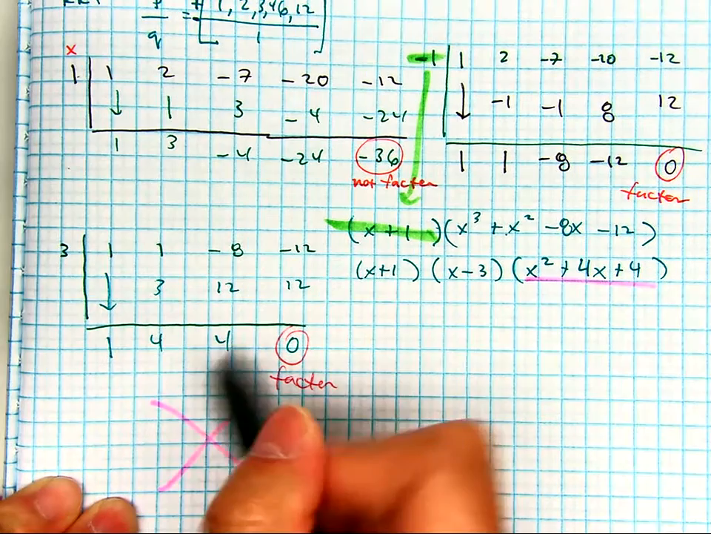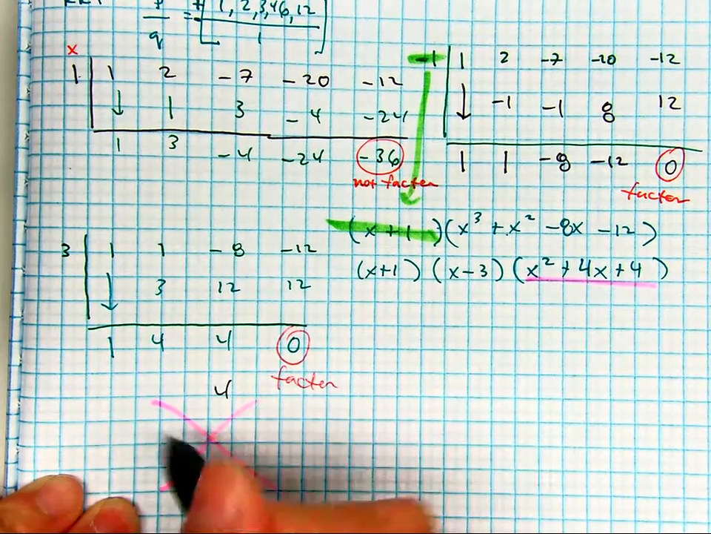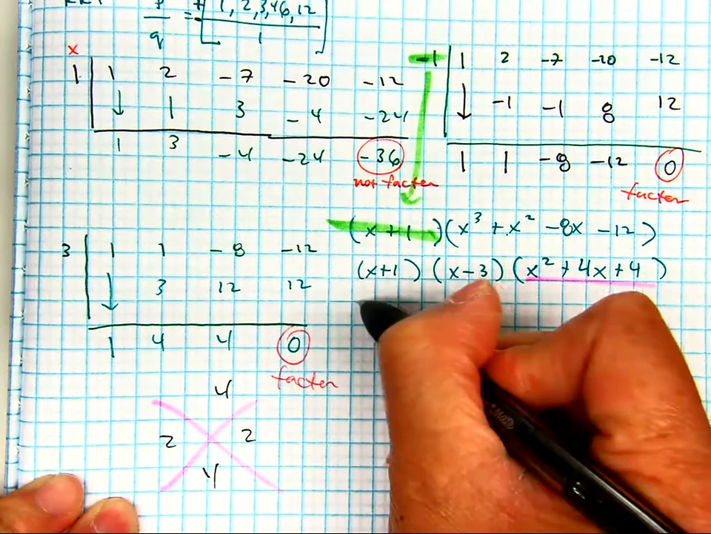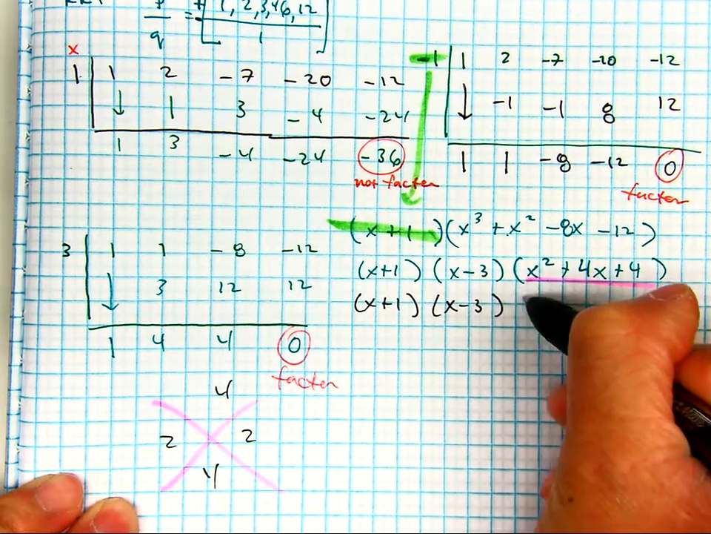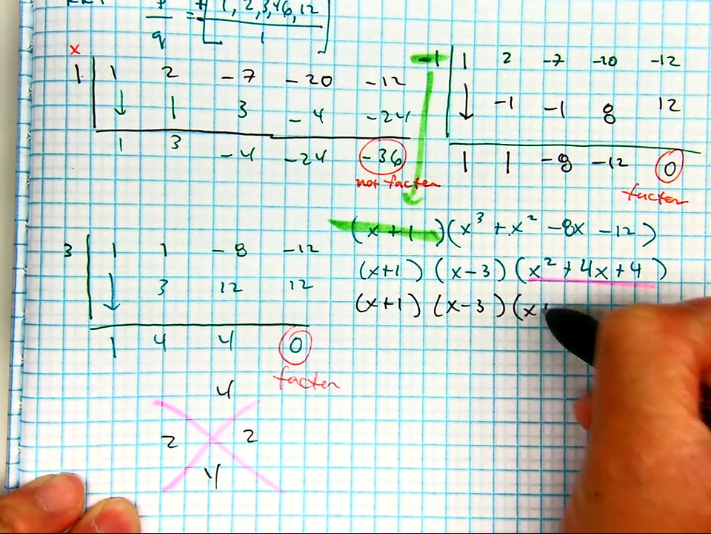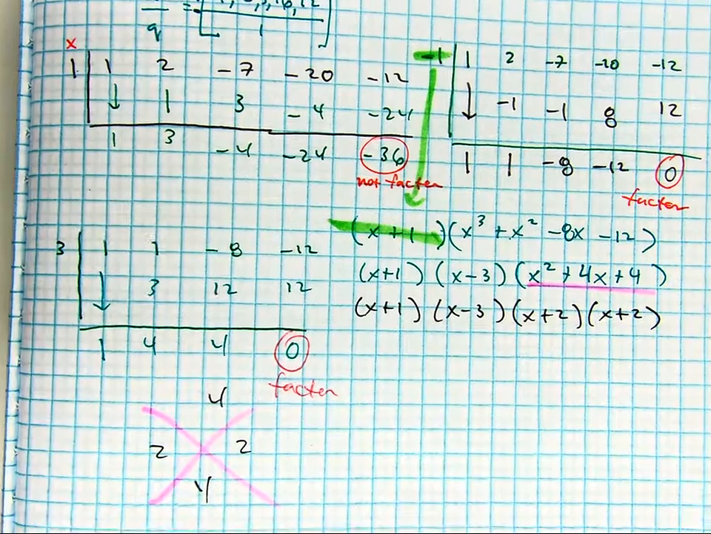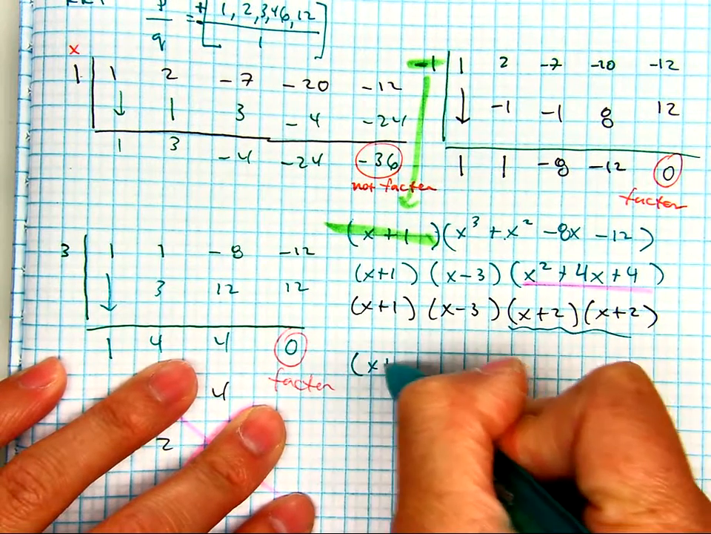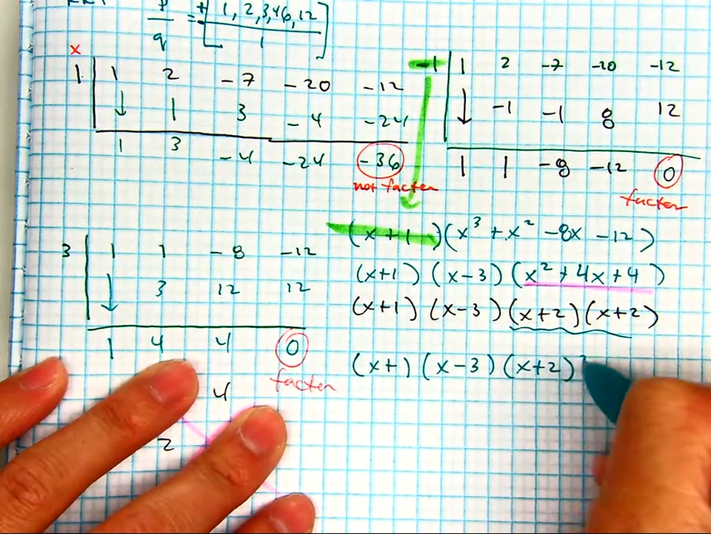So I have a times c is 4. My b value is 4. Two numbers that multiply to be 4 but add to be 4 are 2 and 2. So my answer is x plus 1, x minus 3, x plus 2, and x plus 2. And then we can just combine those. We have x plus 1, x minus 3, and x plus 2 squared.